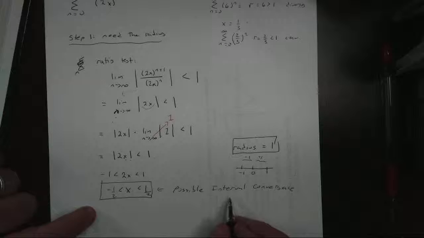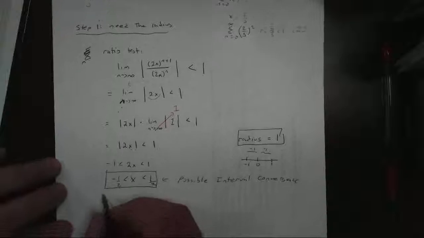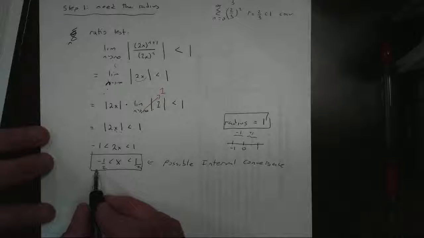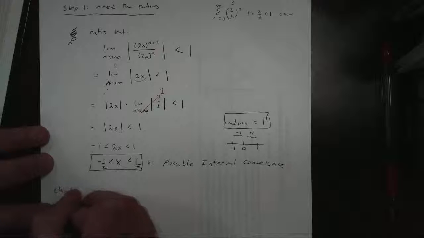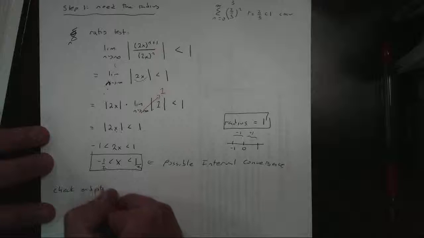What we need to do now is, what about the endpoints? And that's going to be step 2. So we know anything between -1/2 and 1/2 will converge. What we need to do is check the endpoints. And this is the most important part.